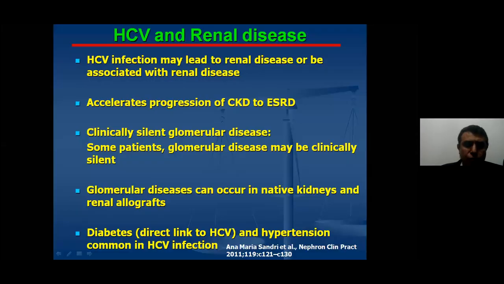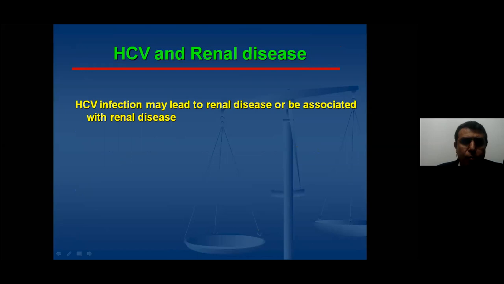So what about hepatitis C virus and renal disease? HCV may lead to renal disease or be associated with renal disease. It may accelerate progression of CKD to end stage. Clinically silent renal disease may occur. Renal disease can occur in native kidneys and even in renal allografts. Of course, diabetes, which may be directly related to hepatitis C virus, and hypertension, common in hepatitis C virus, are other comorbid conditions. When hepatitis C virus affects the kidney, it may produce renal disease. It may produce membranoproliferative GN.